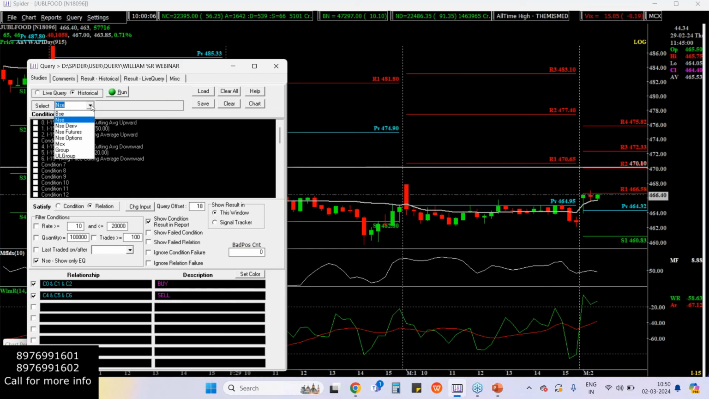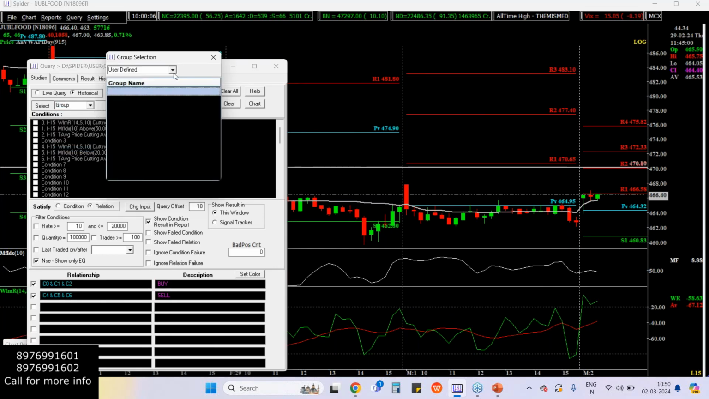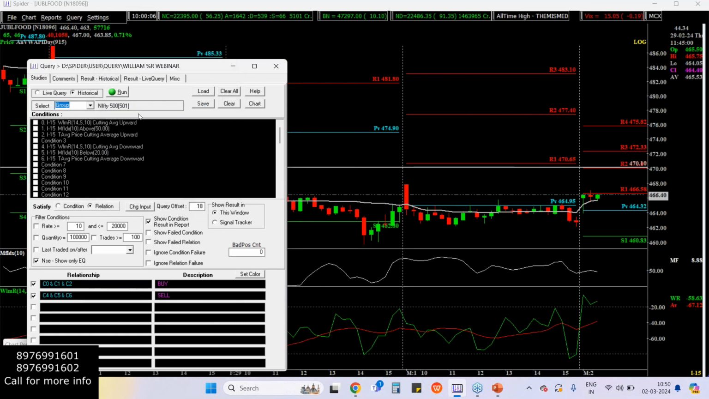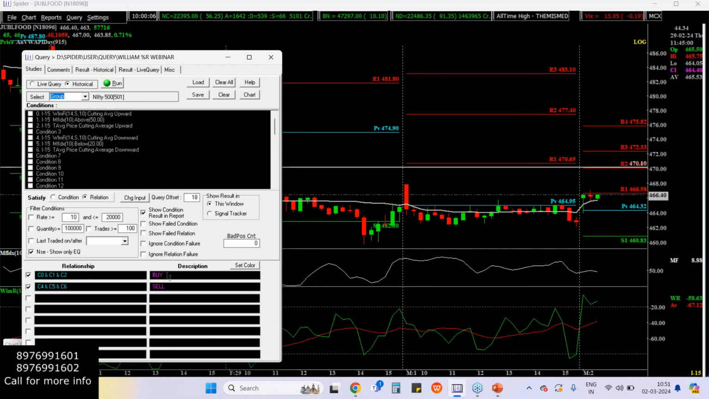The group that we are selecting here would be Nifty 500, or if you are interested in FNO, you can also select the NSE FNO group here. But currently I'll be selecting the Nifty 500 group. Okay, so we have entered two conditions here. We have the buy condition and then the sell condition. I have saved all these conditions here.